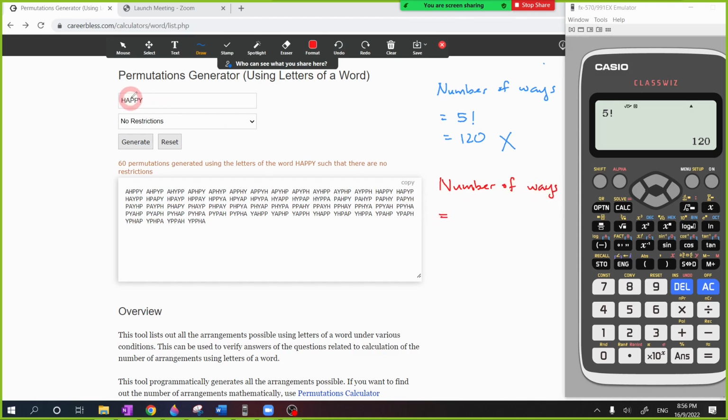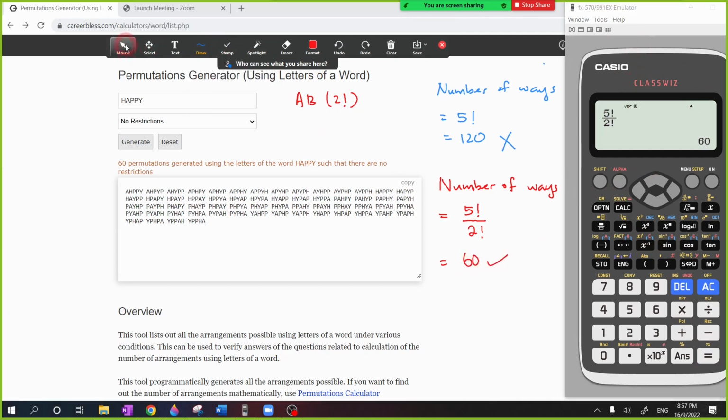Because we have 1, 2, 3, 4, 5 letters, it will be 5 factorial, but there are 2 P's. These 2 P's are exactly the same. So try to think, let's say you have two objects, A and B. How many ways can we arrange all these letters? It will be 2 factorial, right? So these 2 P's, they are the same. We need to divide this answer by 2 factorial. So this way is a correct way. 5 factorial divided by 2 factorial. You will get the correct answer, which is 60.